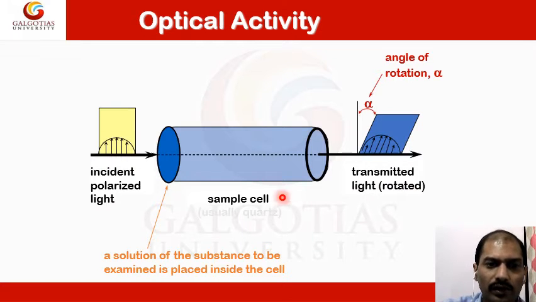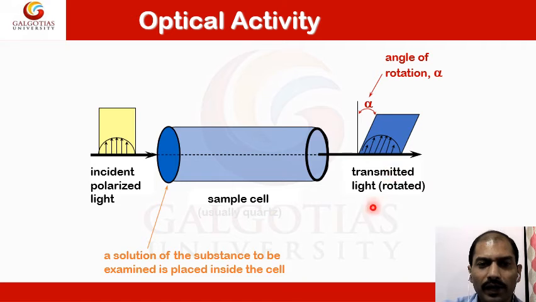Here is the sample cell, through which the incident polarized light is passed. Here you put the sample you have kept for examination, to check whether the molecular rotation is dextrorotatory or levorotatory, or to check its optical activity. You have to keep your sample inside this tube-like structure, which is called a sample cell.